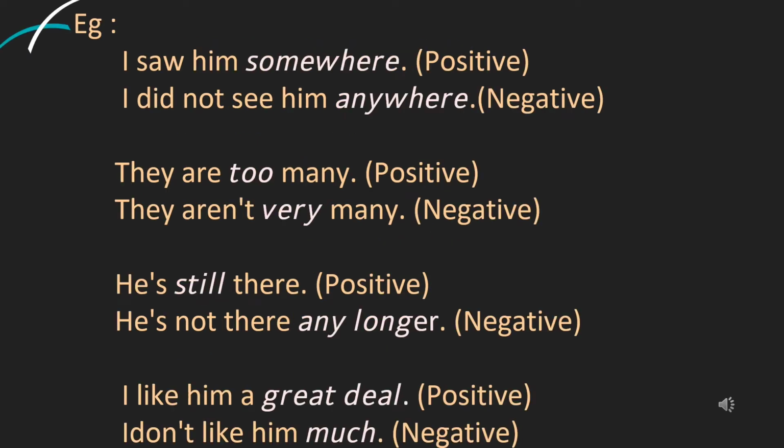Now, let's look at some more examples. I saw him somewhere. The negative is I did not see him anywhere. There are too many. The negative is they aren't very many. He's still there. He's not there any longer. I like him a great deal. I don't like him much.